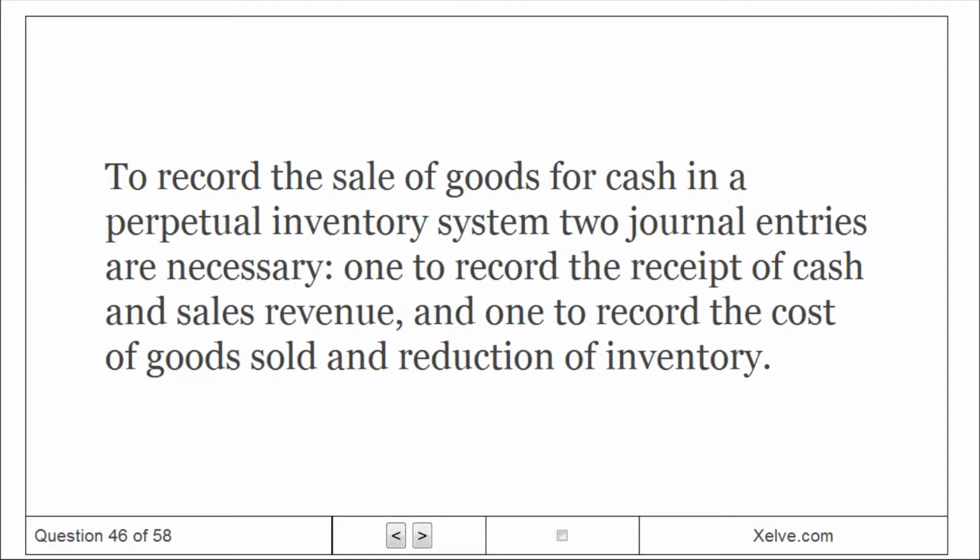To record the sale of goods for cash in a perpetual inventory system, two journal entries are necessary: one to record the receipt of cash and sales revenue, and one to record the cost of goods sold and reduction of inventory.